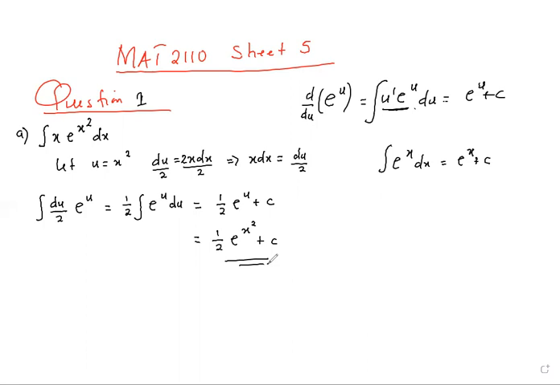If we doubt, you differentiate it. Half e to the x squared plus C. We'll get half times 2x e to the x squared plus 0. The halves will go, so we'll have x e to the x squared, which is our question.